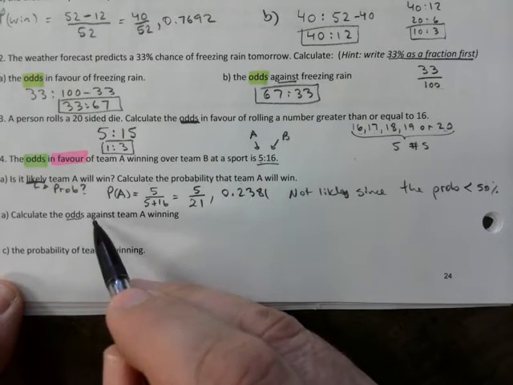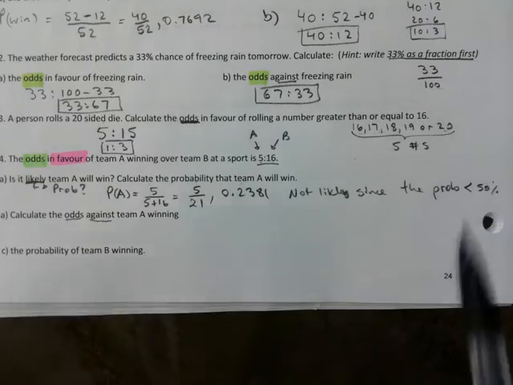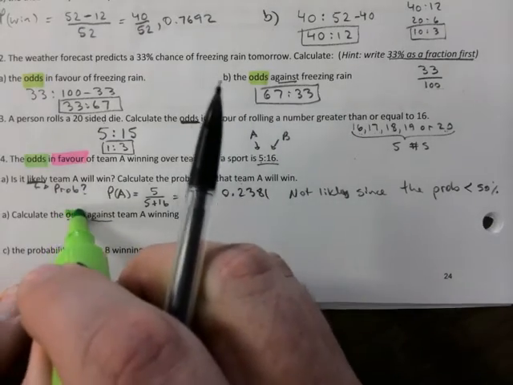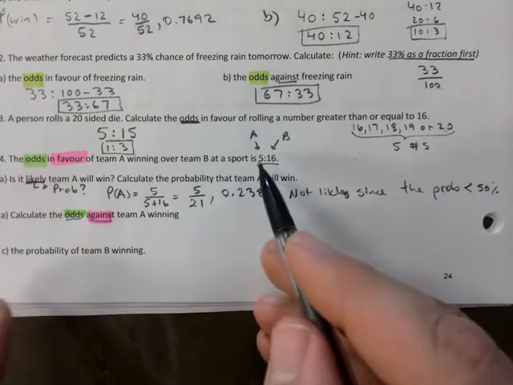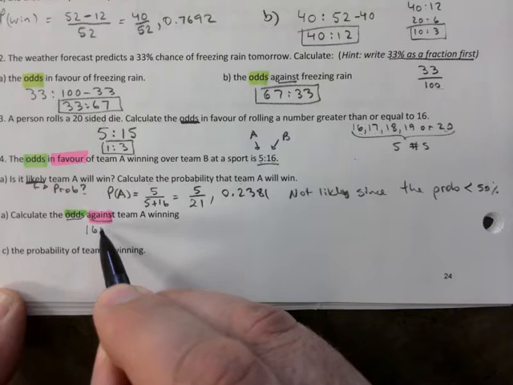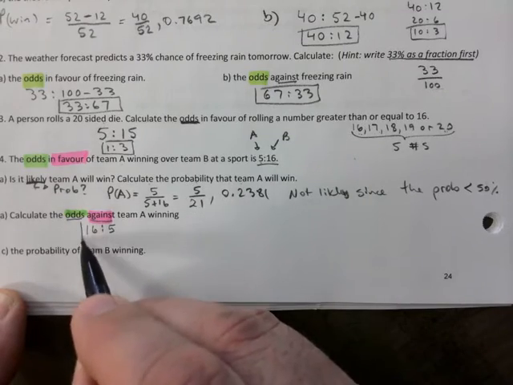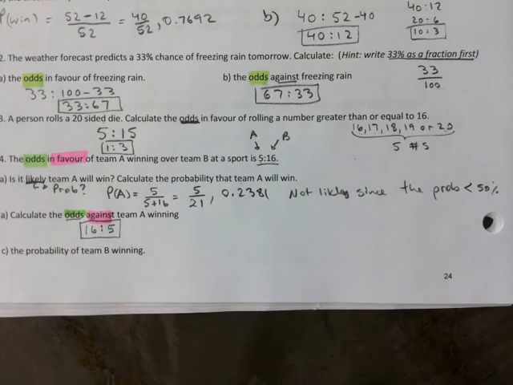Calculate the odds against, right? So that's odds, and it says against team A winning. All we have to do is flip this, right? 16 to 5. There's no calculating there. It should really say state, right?